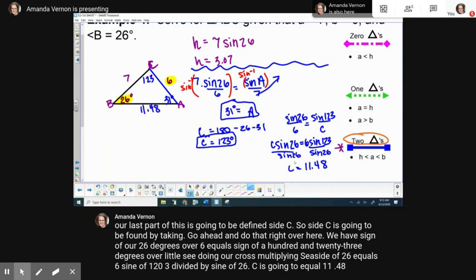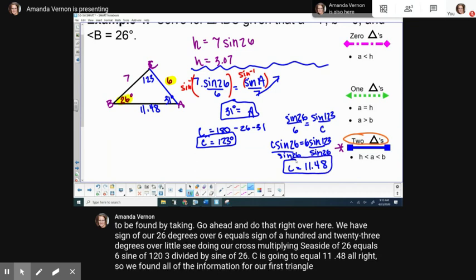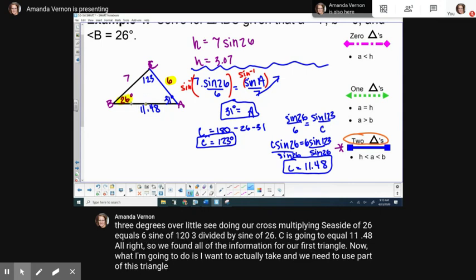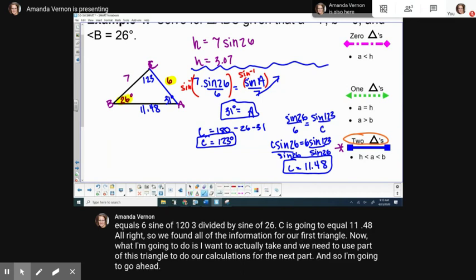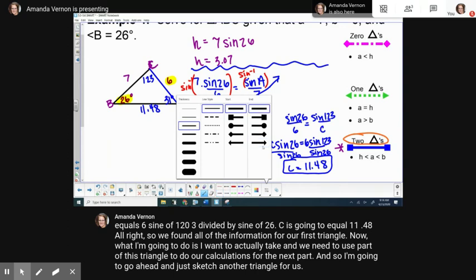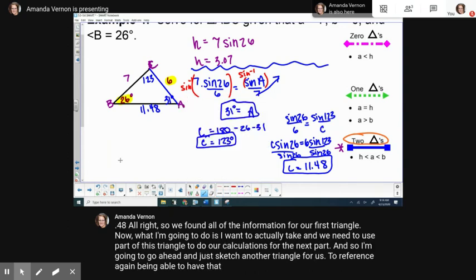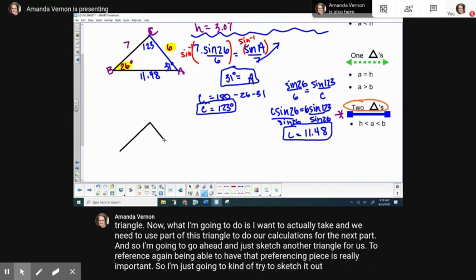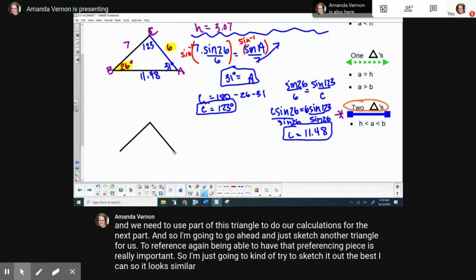All right, so we found all of the information for our first triangle. Now we need to use part of this triangle to do our calculations for the next part. So I'm going to sketch another triangle for us to reference. Again, being able to have that referencing piece is really important. I'm going to sketch it out the best I can so it looks similar to what's going on above.